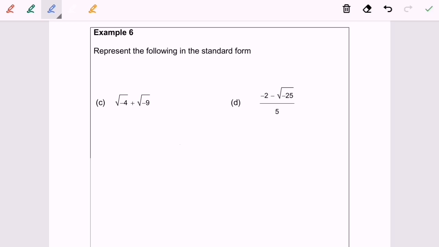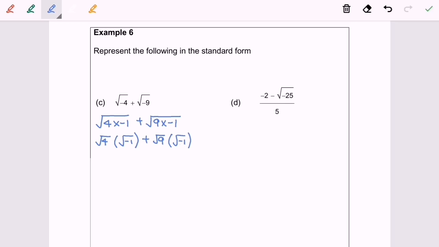So now I'm going to discuss question 6c. So repeat the procedure. I'm going to simplify it. First, the square root of negative 4 can be expressed as the square root of 4 multiplied with negative 1, plus, for the square root of negative 9, it can be expressed as 9 multiplied with negative 1. So now we can simplify by using the properties, which is the square root of 4 multiplied with the square root of negative 1 plus, again repeating, the square root of 9 multiplied with the square root of negative 1.